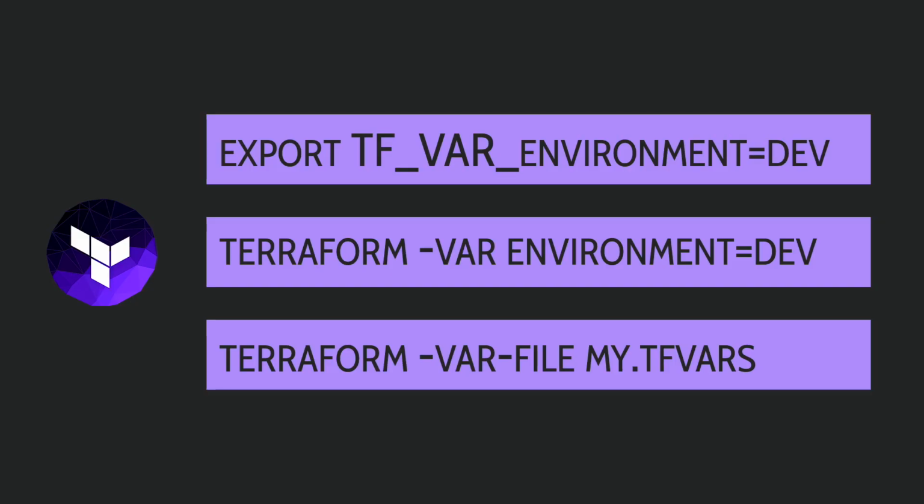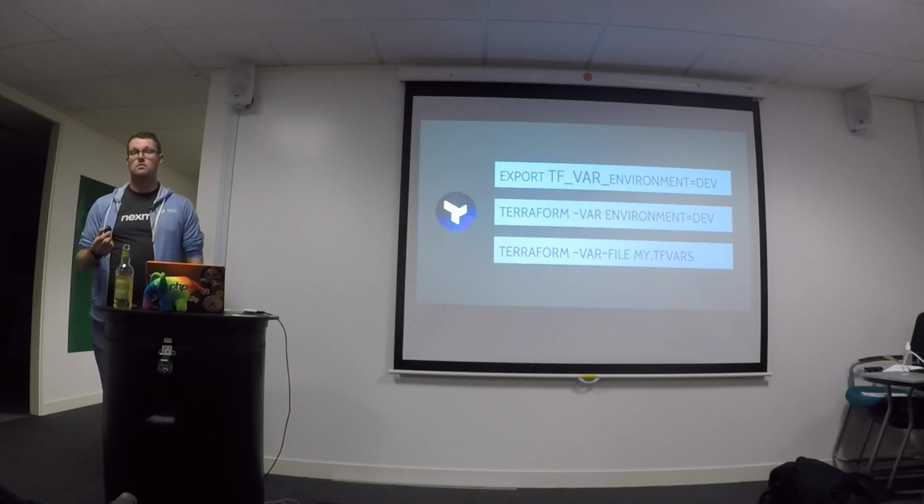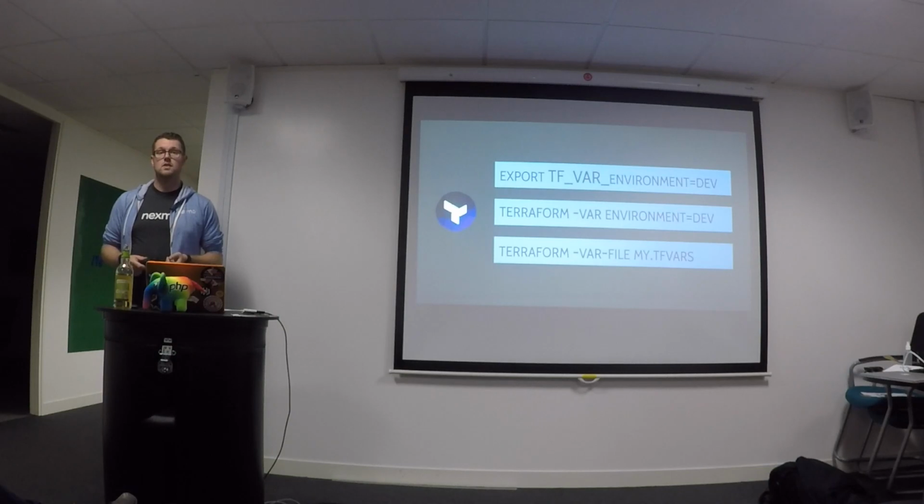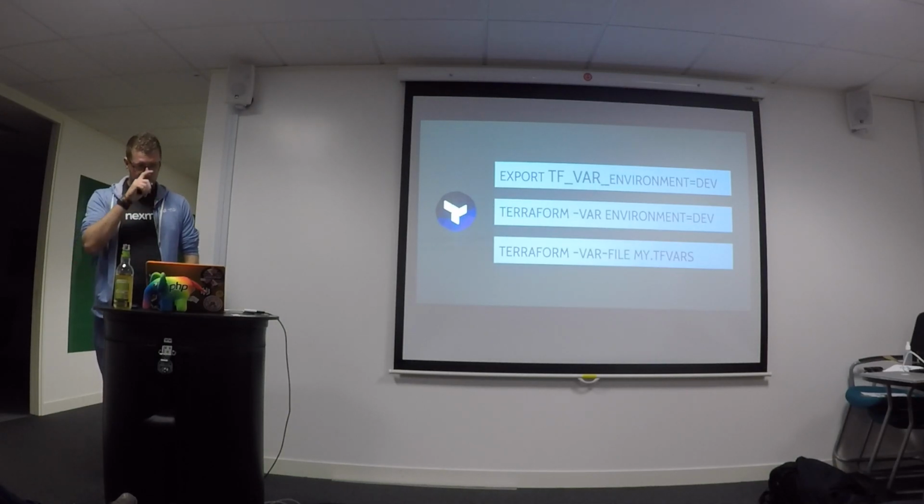There's a couple of ways to specify values for variables through the environment. TF_VAR_ and then your variable name. You can specify it on the command line when you run Terraform, or you can put it in this tfvars file, which is kind of like an ini format, just key value. Alternatively, you can set a default when you define the variable, or Terraform will prompt you for a value when it runs.